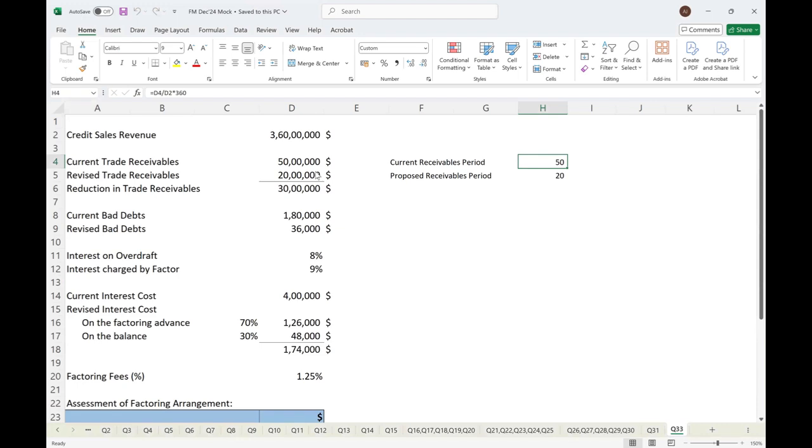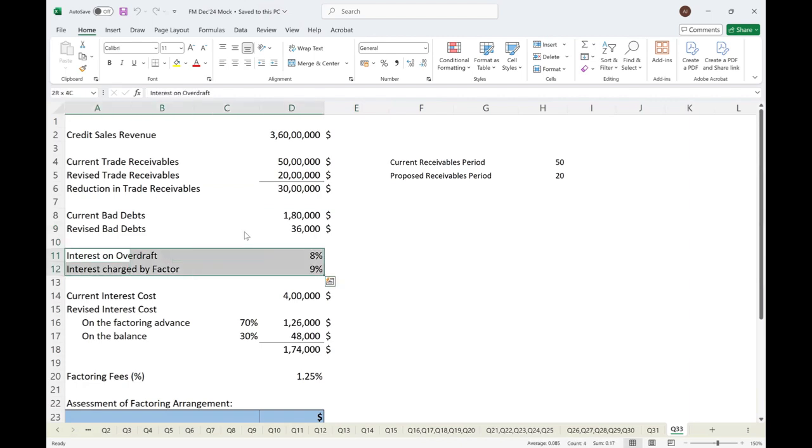Now, revised trade receivables would be what it was given, that the receivable period would be reduced to 20 days. Okay, so 20 will be the proposed receivable period or the revised receivable period. So, revised trade receivables would be 36 million into 20 by 360. That is 2 million. So reduction in trade receivables is $3 million. Now, current bad debts is 0.5%, and it was given in the question that irrecoverable debts or bad debts will be cut by 80%. So the revised bad debts would be what? 20% of the current bad debts, that is 1,80,000 into 0.2, that is $36,000 of revised bad debts would be there.